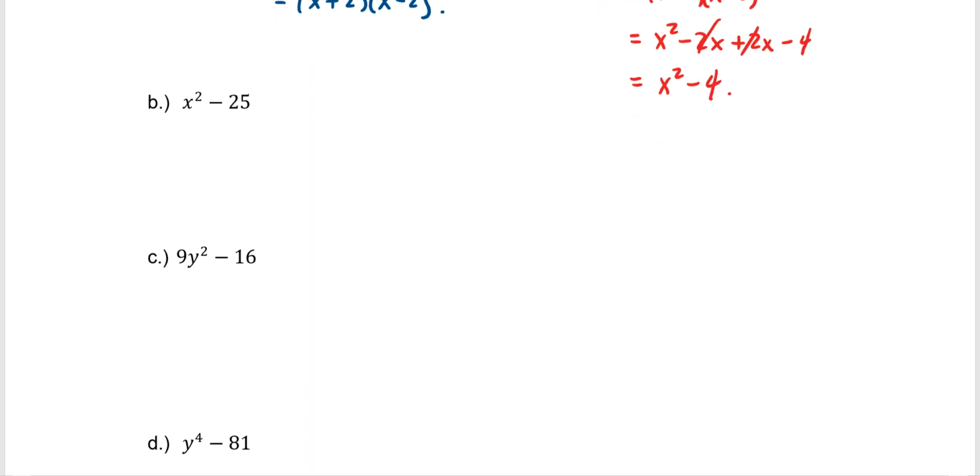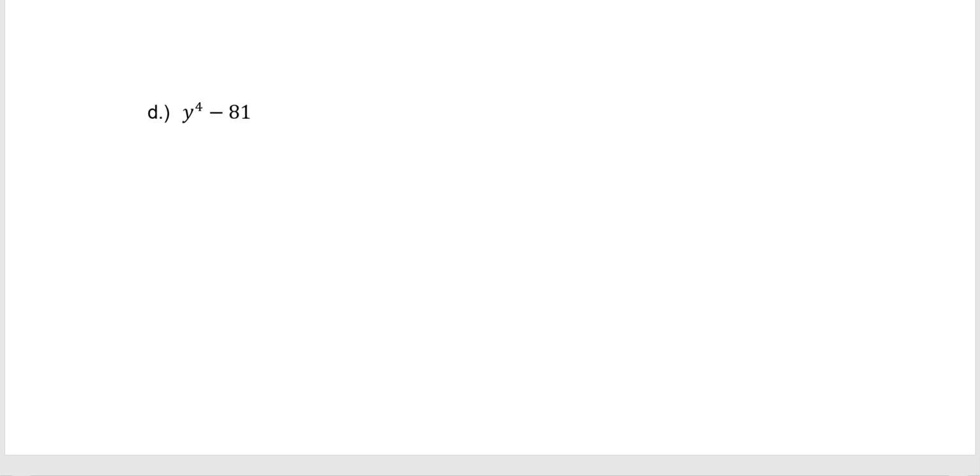Okay, I'm going to jump down here to this last one for y to the 4th minus 81. So this one's a little more complicated here. We can rewrite y to the 4th as y squared squared. We can rewrite 81 as 9 squared. So we did that so it was in the form a squared minus b squared, something squared minus something else squared. So now we can use this rule. It's going to be y squared plus 9 when we factor it, times y squared minus 9.